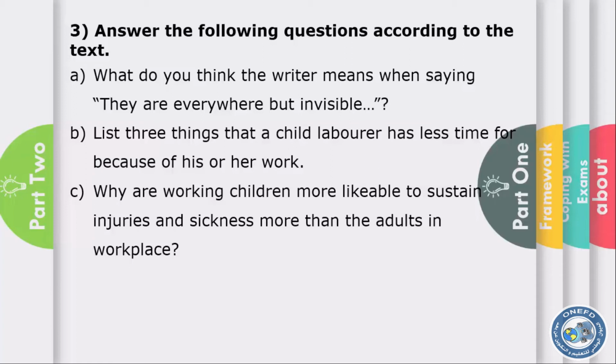So A: what do you think the writer means when saying they are everywhere but invisible? This is one of the questions that requires you to infer what the writer is saying. What does the writer mean when saying this? Why is he saying this? What does he mean in this context? So in this first question, you are going to read between the lines and make some inferences. This depends on your understanding.